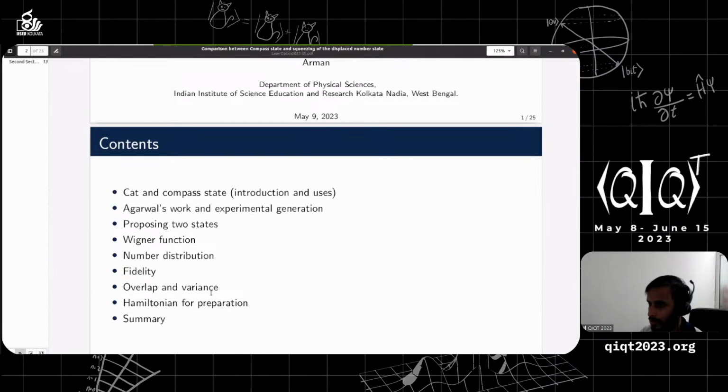Then, as the compass state has the property that it is highly sensitive to external fluctuations to the system, characterized by the variance of the fluctuation sensed by the system, we also compare that. Then we will look at the Hamiltonian for these proposals.